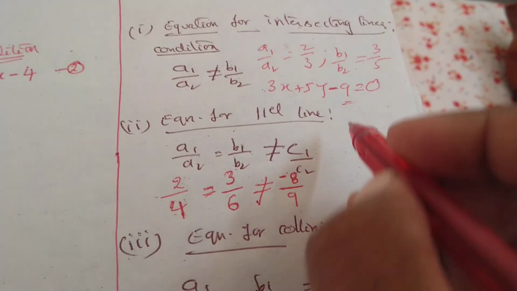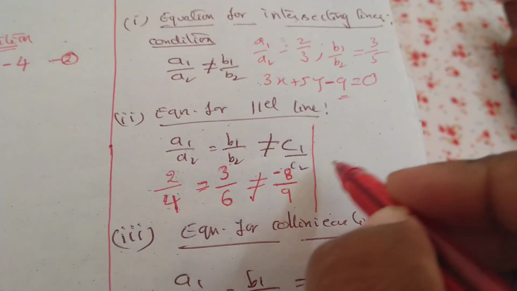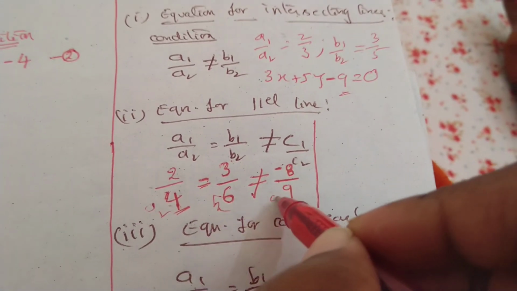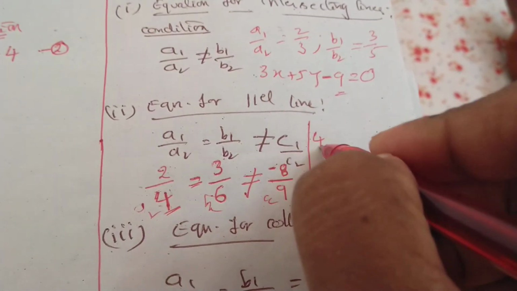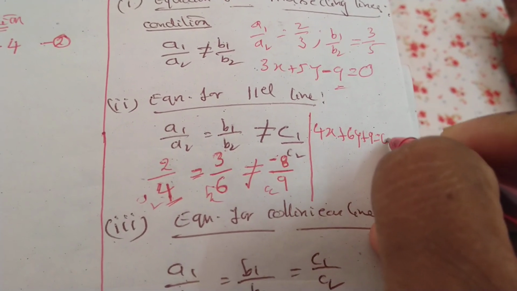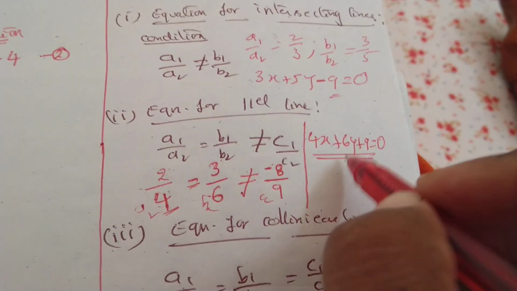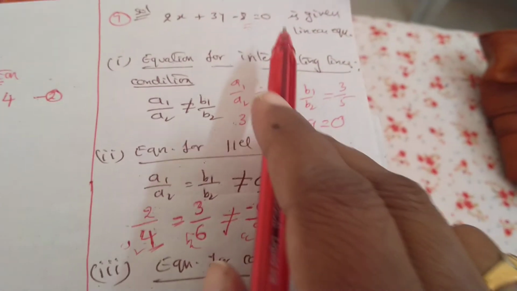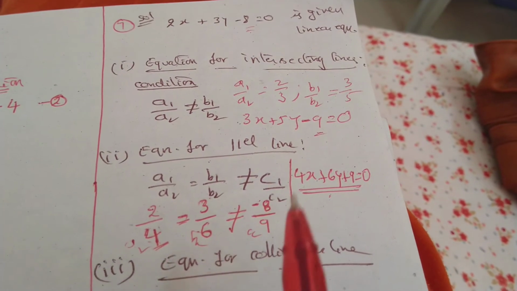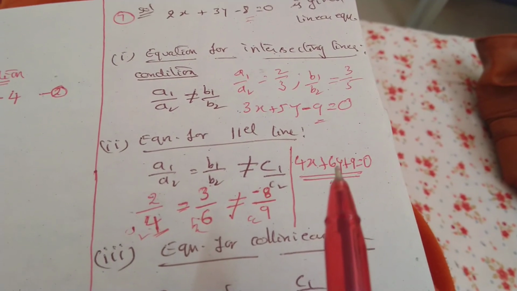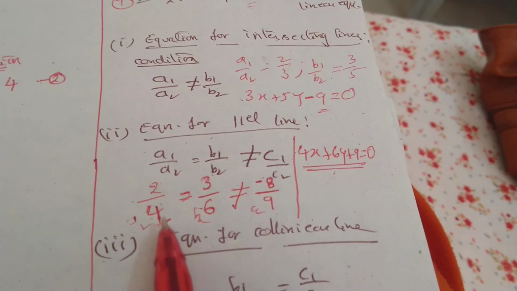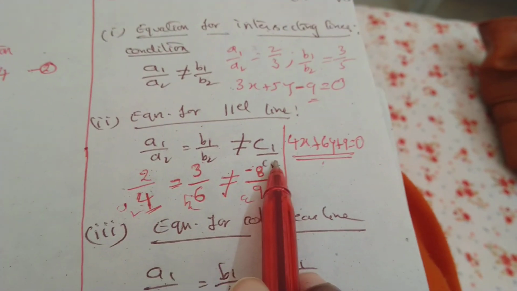So now here I got the condition to be, now this is my A2, B2 and C2. So what is the equation? 4x plus 6y plus 9 is equal to 0. So this is the one which is going to be parallel to this particular given equation. Clear, children? I didn't do anything. No magic here. No difficulty at all. No solving at all. So just randomly pick the values so that these conditions are satisfied.